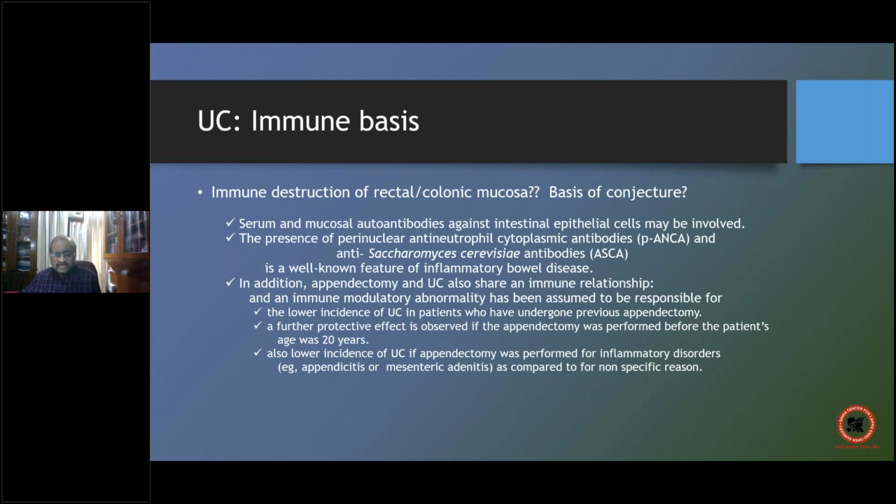Okay. Now, in addition, what is the third point if you have an immune basis? We find that appendectomy and ulcerative colitis share an immune relationship. And how do we find that? Number one, the lower incidence of ulcerative colitis in patients who have undergone previous appendectomy. And that also, if the appendectomy has been performed below 20 years of age. And of course, if the appendectomy has been performed for an inflammatory disorder as opposed to a non-specific reason.